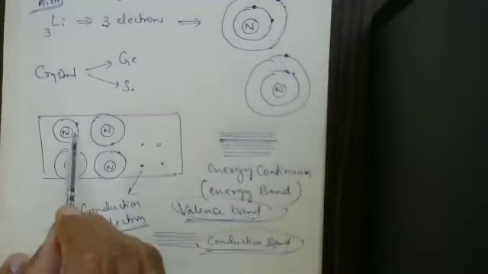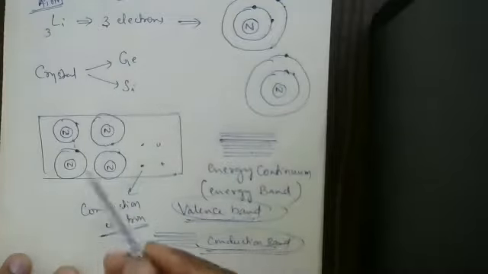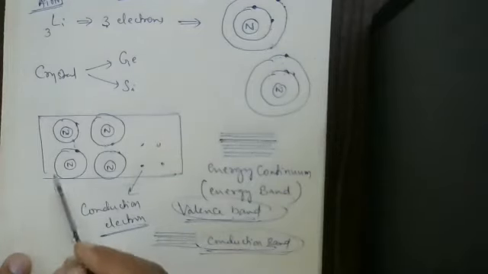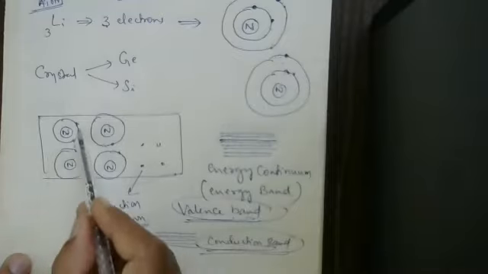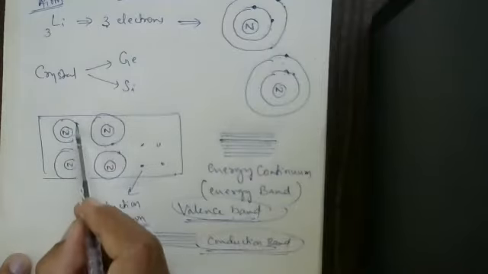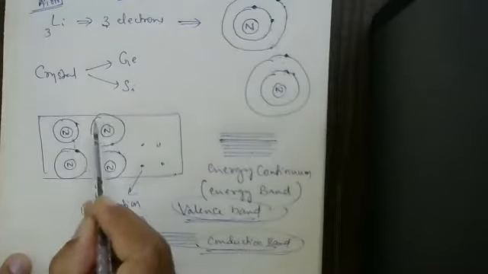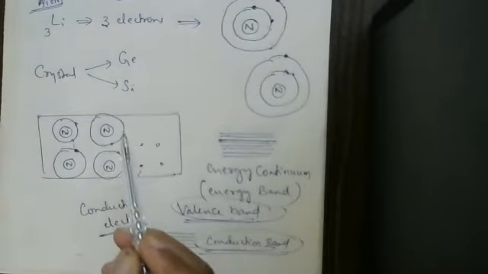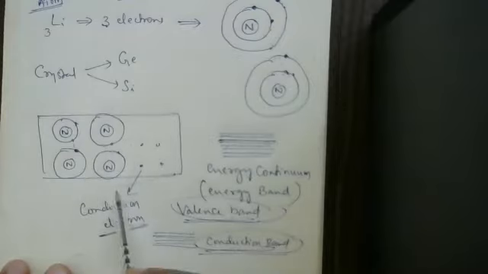Now, let us consider that we apply some thermal, heat energy. The crystal is kept in the atmosphere, and the atmosphere has some amount of heat energy, temperature. If the temperature is sufficient to remove the valence electron from its orbit, then that valence electron will move from one atom to another atom. Such valence electrons are called conduction electrons.